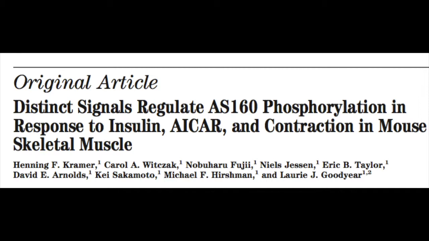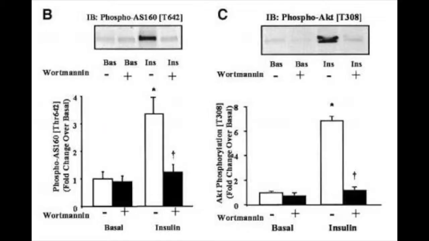They injected 10 nanomoles per liter of wortmannin, a PI3K inhibitor, a precursor to AKT activation, into the extensor digitorum longus of mice. This graph shows that an inhibition of AKT resulted in a reduced AS160 phosphorylation. The study showed that these results directly relate to a reduced GLUT4 translocation into the membrane.